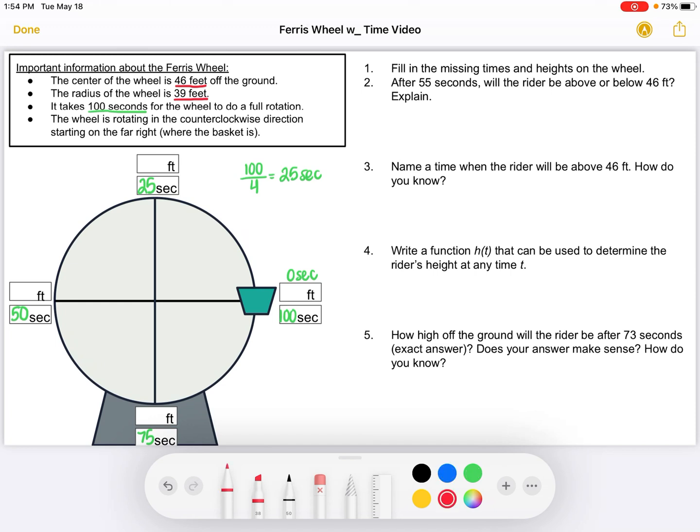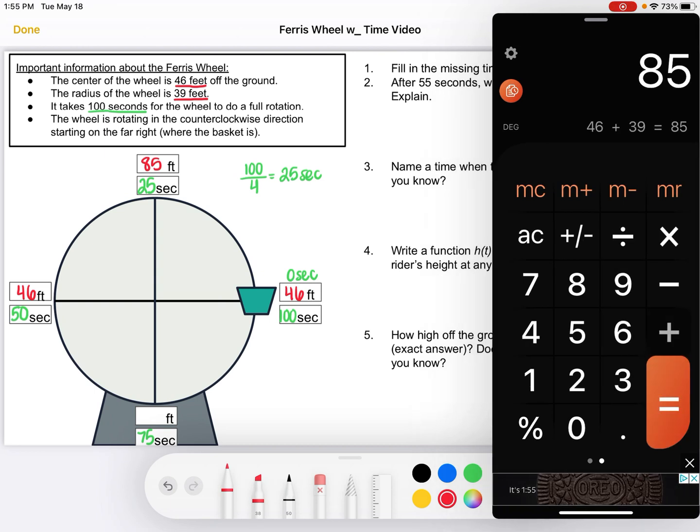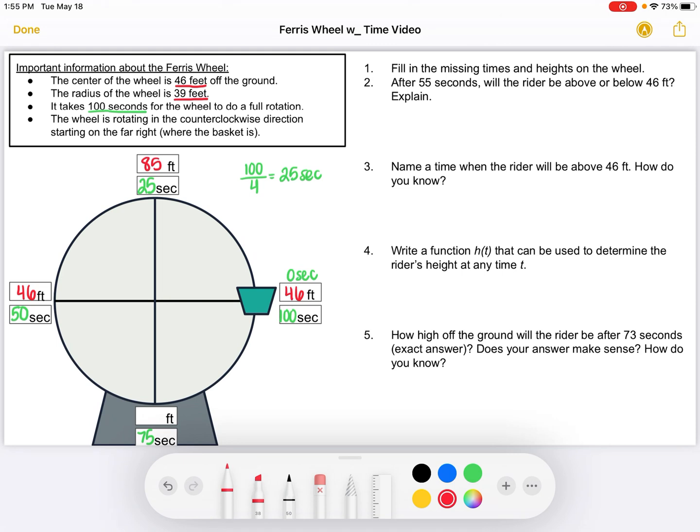Now to do the heights, we'll start with the left and right points because these are at the same height as the center. And the center is 46 feet off the ground. So that means the farthest left and right points on the wheel are also 46 feet off the ground. To get the highest point, we need to add the center of the wheel plus the radius. So 46 plus 39, which is going to give me 85 feet. I believe I can double check that. 46 plus 39, yes, gives me 85. And then to get the lowest height on the wheel, I'm going to subtract 46 minus 39, which gives me 7 feet. And I've gone over why that is in another video. So we should be good with that by now.